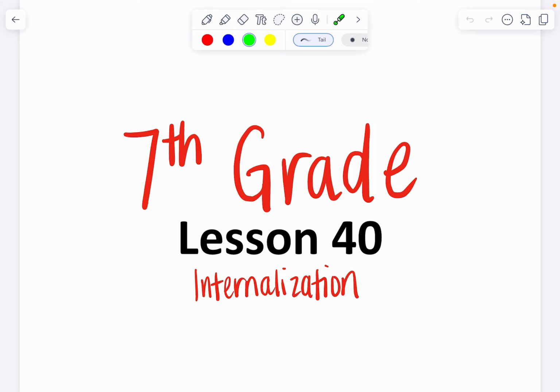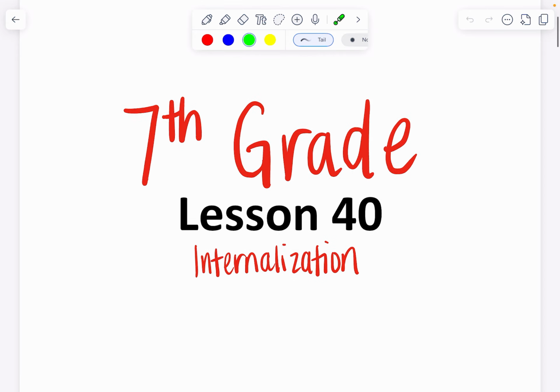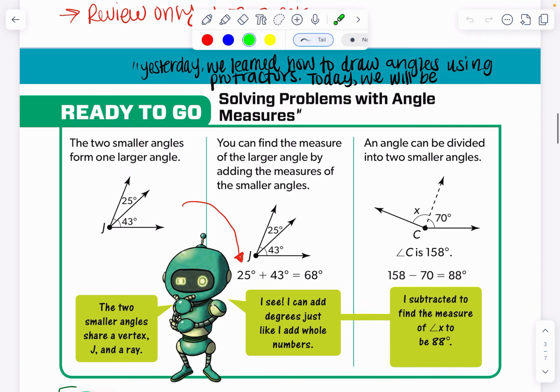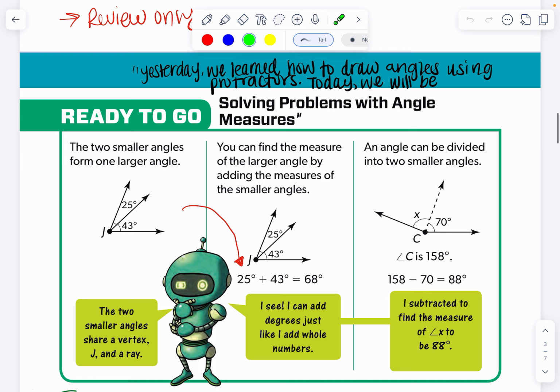Hi everyone, in this video we will be going over lesson 40 for our 7th grade Elevate groups. So yesterday we learned how to draw angles using protractors. Today we will be solving problems with angle measures.